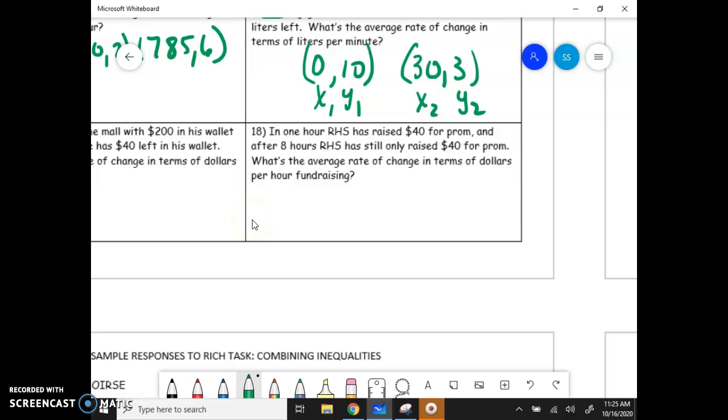In 1 hour, RHS has raised $40 for prom, and after 8 hours, RHS still has only raised $40 for prom. And hopefully when you figure out this rate of change, this will make sense to you. But again, we're just going to have 40 and 8. And so the first one's going to be 1 and 40. And then 40 and 8. Okie dokie. Oh, I think I switched those around. Sorry. After 1 hour, we got $40, and after 8 hours, we have $40. There we go. That looks better.